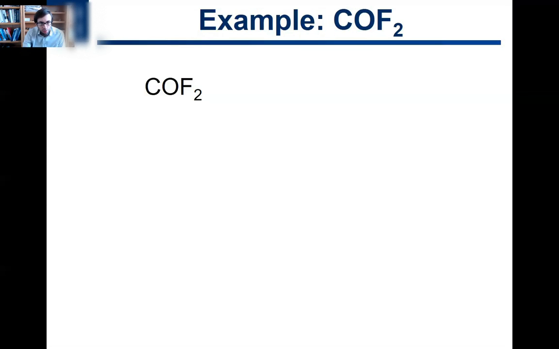So we're just going to go over some examples. It's always great to do example problems, right? Looking at different molecules and predicting their VSEPR structures. So we have COF2. How do we do this?